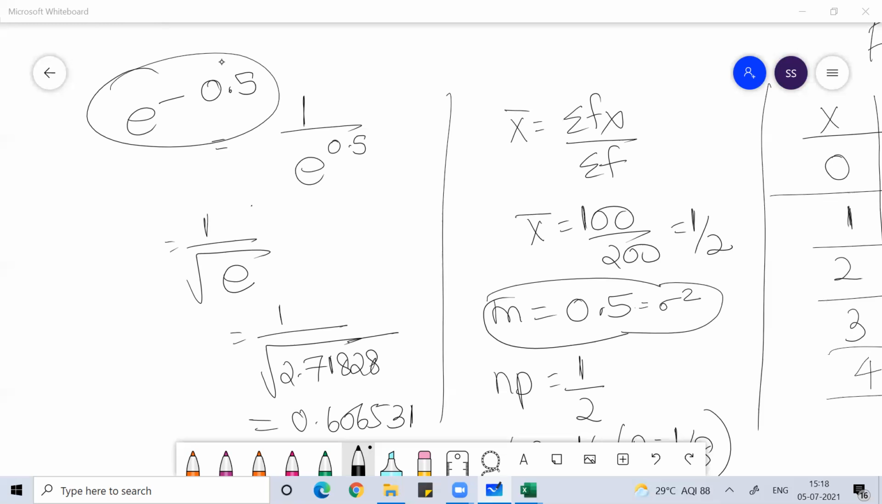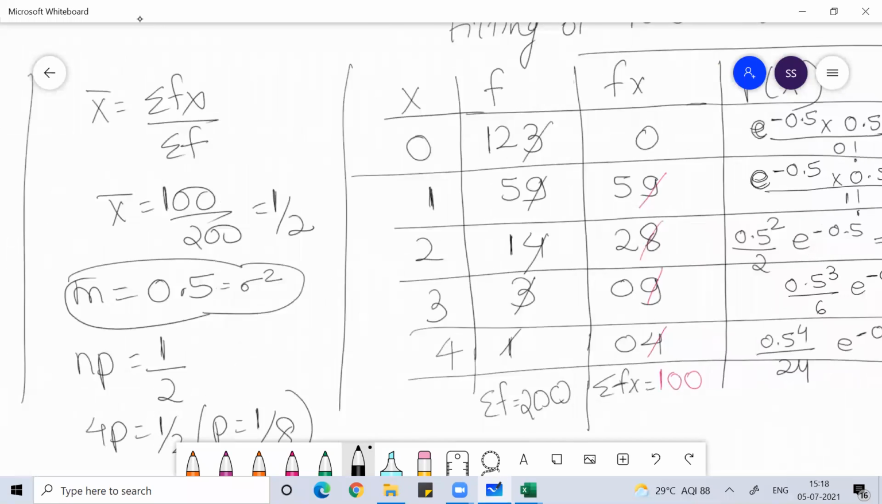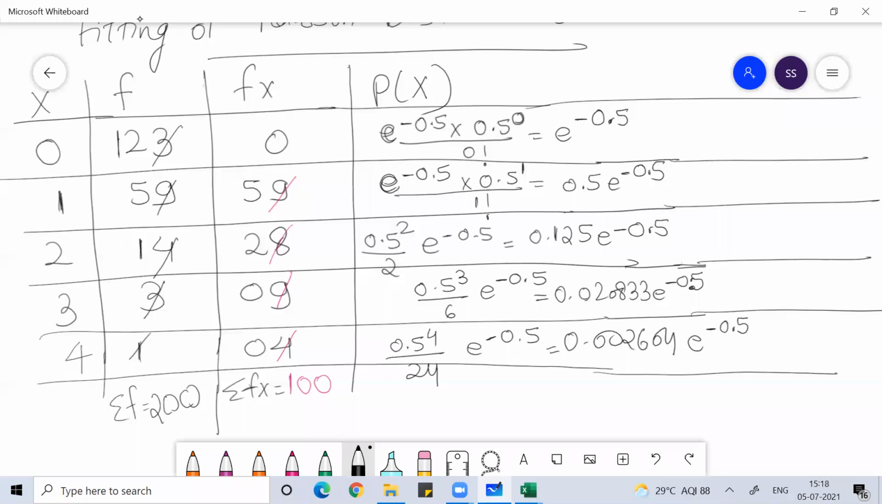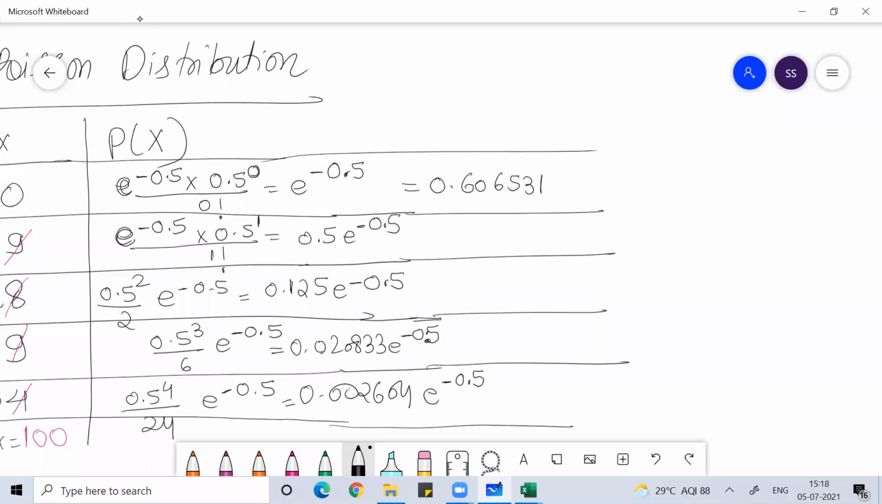Done, right? Everyone got this value, 0.606531. So you get this 0.606531. Then 0.5 means divide by 2. That gives 0.303265. You're getting it right.